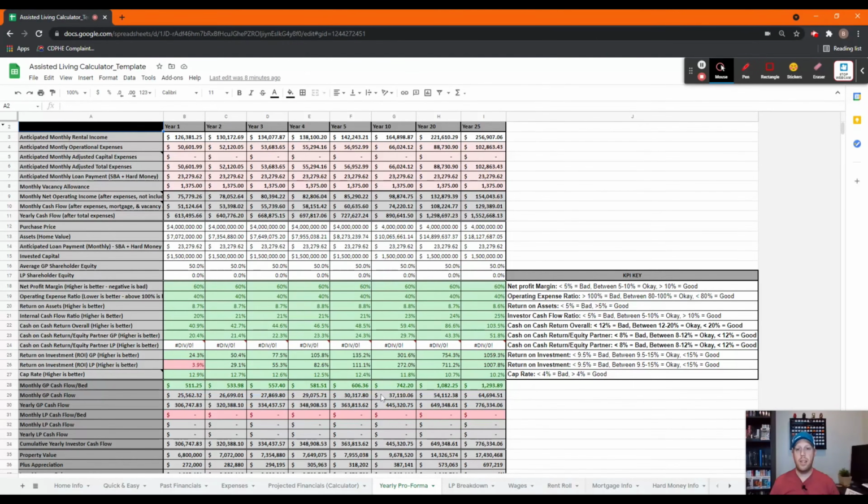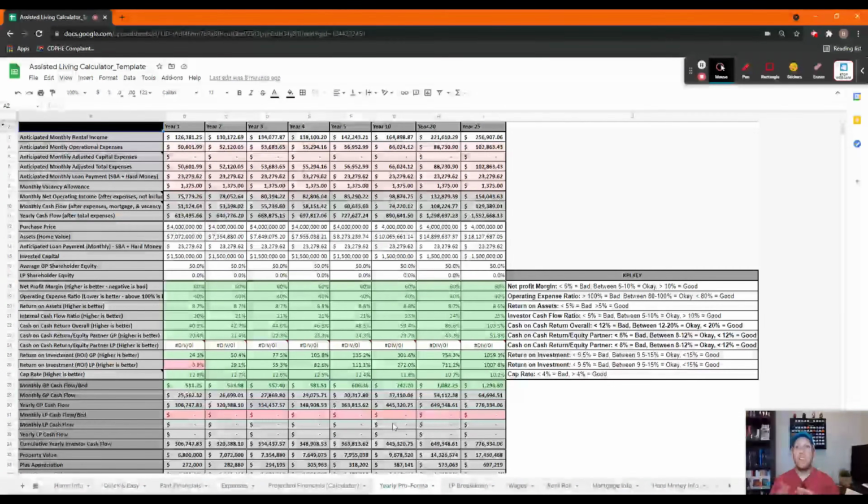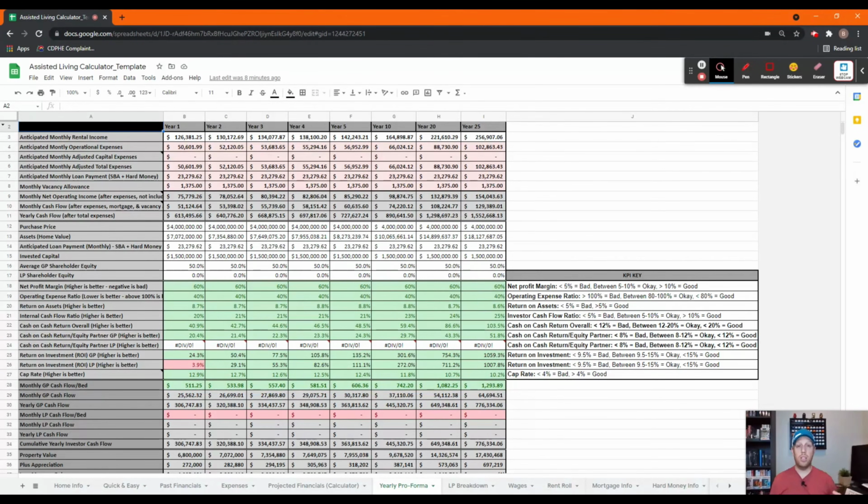This one might look a little bit daunting, and there's just a lot of colors and things in here. Really, you're not doing much at all in this one. Probably just validating the data, going through, making sure that everything does work. Everything that you're entering on the previous tabs, the expenses and the projected financials tabs, is going to feed this yearly pro forma tab. So this is really just a tab for you to look at and get information to help you better understand exactly what you're doing with things.